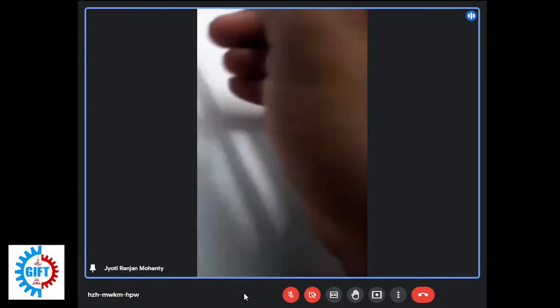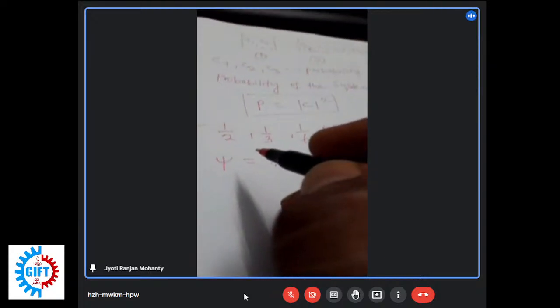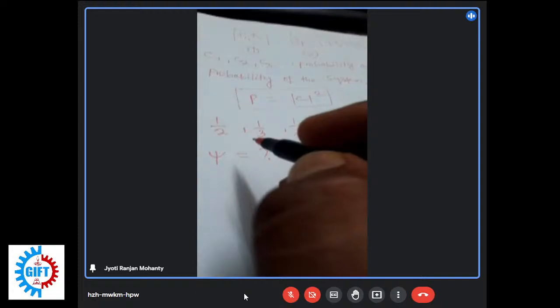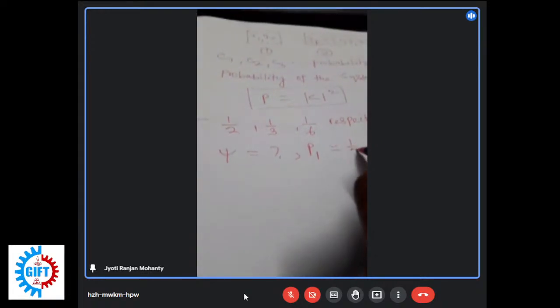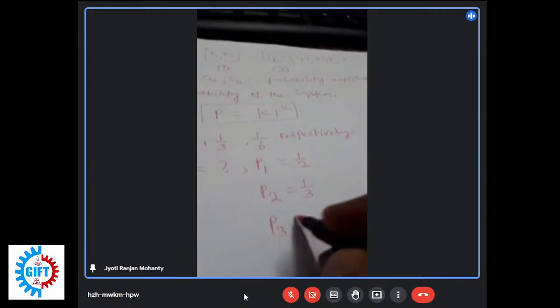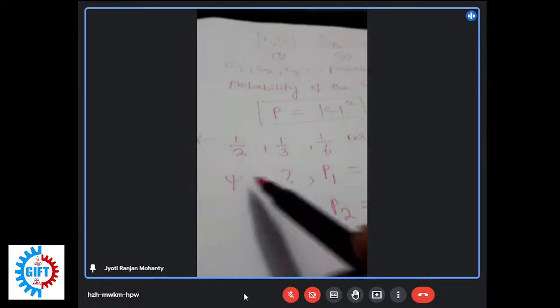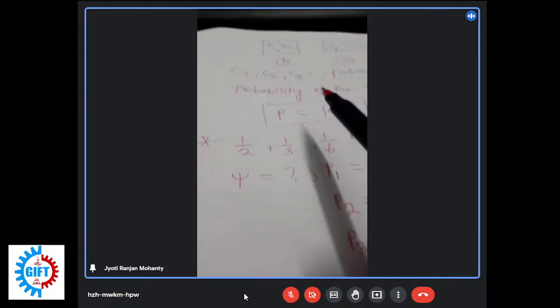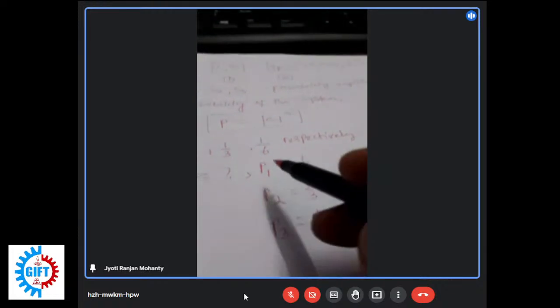Read the question: find the wave function of a system. That means we have to determine the wave function of a system where in another state the eigenfunctions are psi 1, psi 2, psi 3, having probabilities P1 is 1 by 2, P2 is 1 by 3, P3 is 1 by 6. We have to determine the wave function psi. So you have to apply the principle of superposition. Psi is equal to C1 psi 1 plus C2 psi 2 plus C3 psi 3.